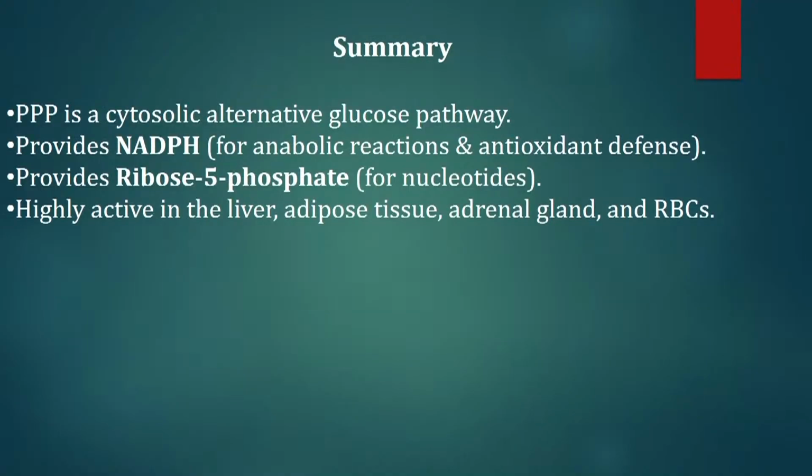So this is actually the summary of the lecture which I told you. The pentose phosphate pathway is the alternative pathway of glucose metabolism. It forms NADPH, it forms ribose phosphate. Both these two are very important. As I told you, NADPH supports the antioxidant defense system, and ribose 5-phosphate supports nucleotide biosynthesis, right? And these pathways are highly active in the liver, adipose tissue, adrenal gland, and the red blood cells.